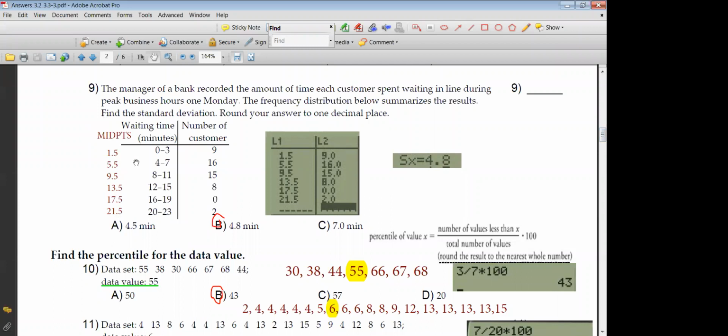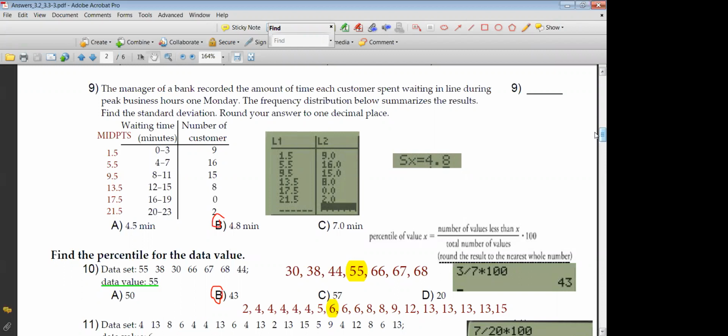Please use. Here we go, the last one, hopefully. All right, these are my midpoints. I took 0, I added 3, cut it in half, 1.5. I noticed that my class width was 4. I took 1.5, I kept adding 4 all the way down. I put these midpoints in L1. These are my frequencies, L2. I went to stat, calculate, one variable stat, and L1, and then my frequencies in L2.